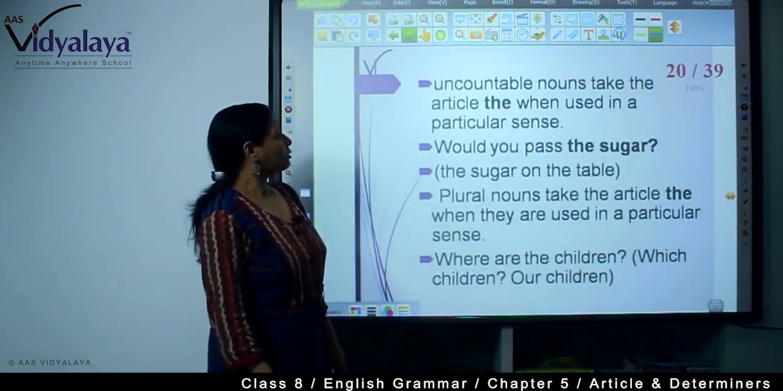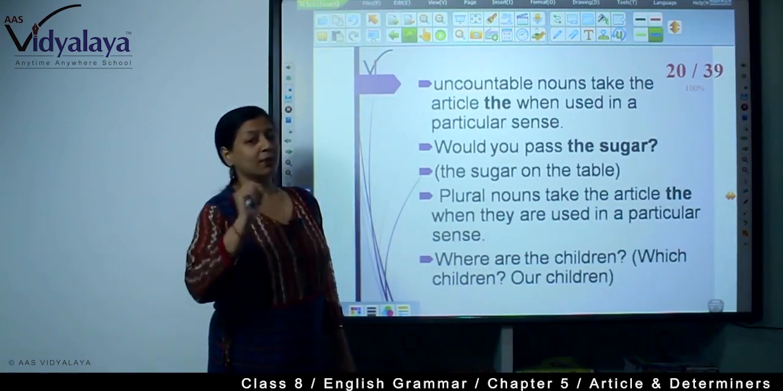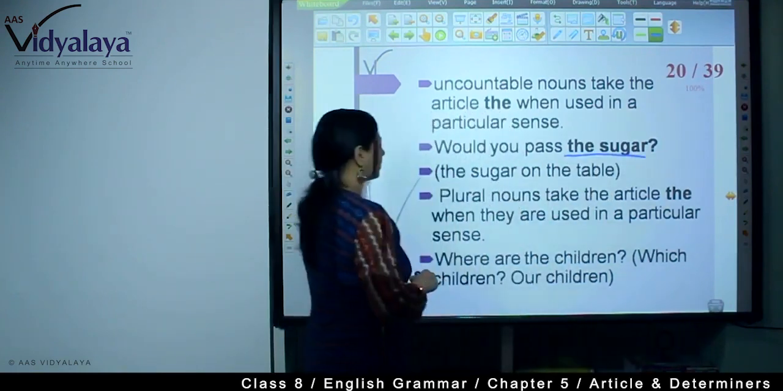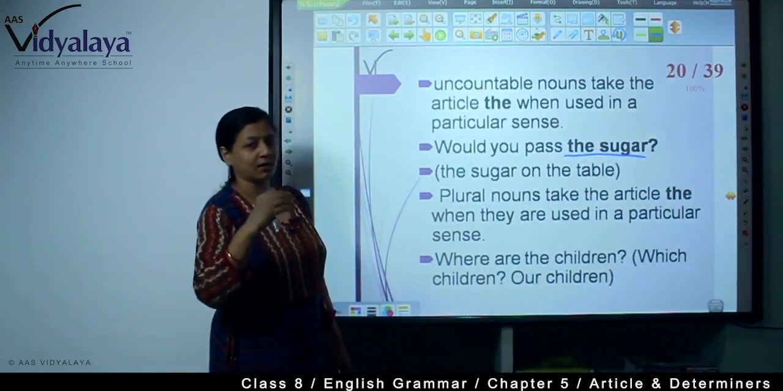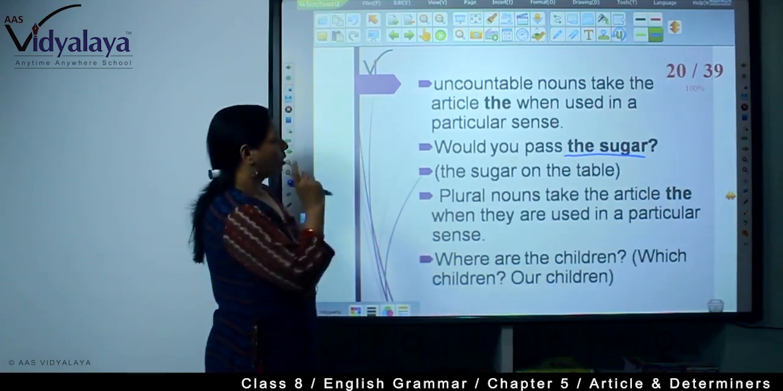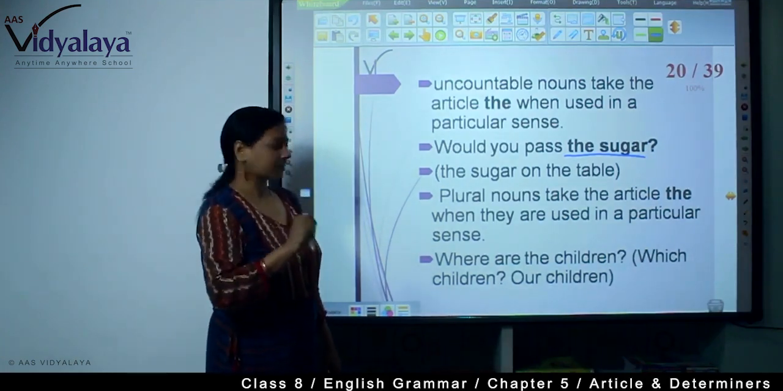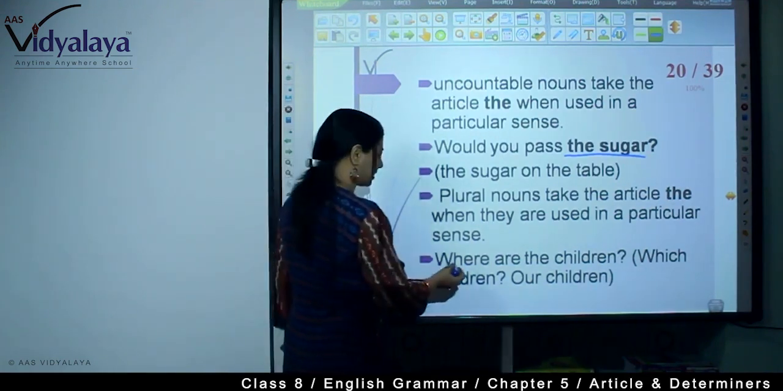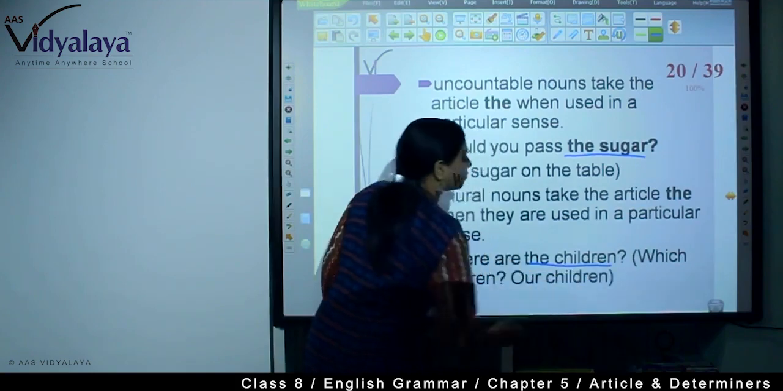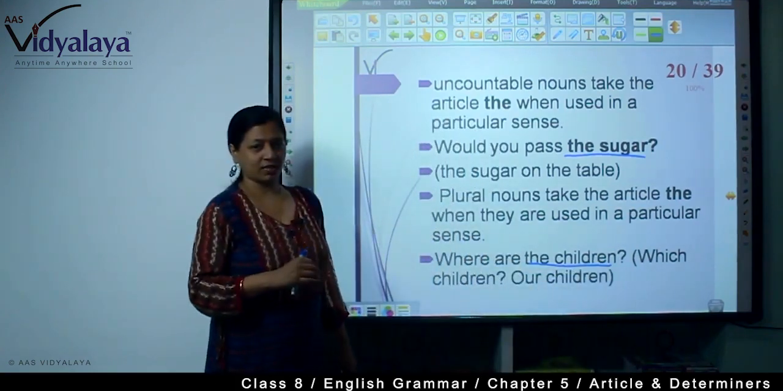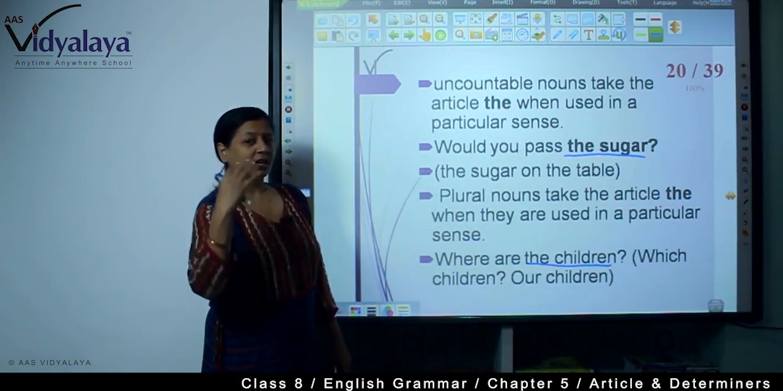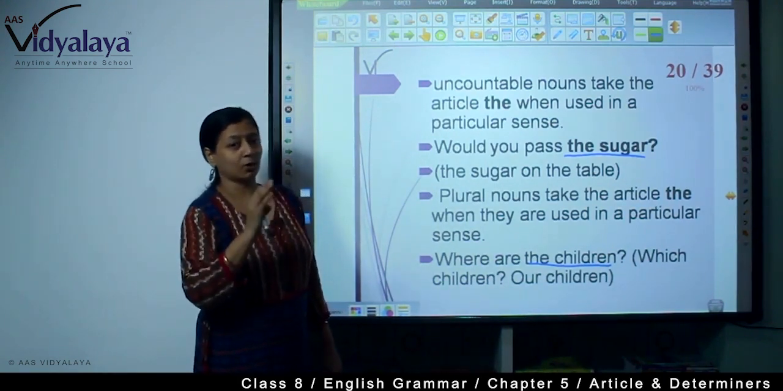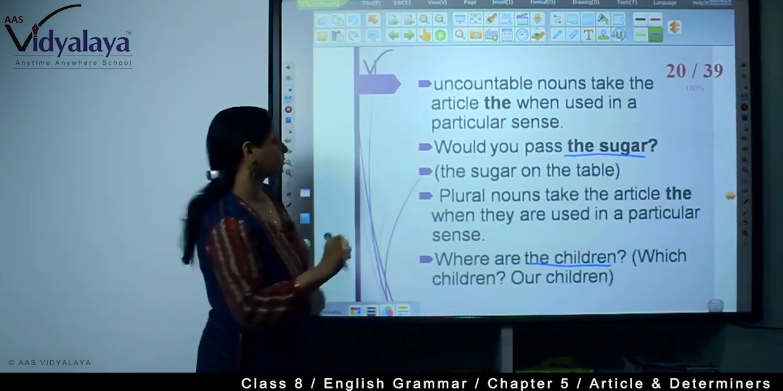Next, uncountable nouns take the article the when used in a particular sense. Would you pass the sugar? That means the sugar on the table in front of the person whom I have requested to pass. Plural nouns take the article the when they are used in a particular sense. Where are the children? Which children? When we use plural nouns in a particular sense, we use the, because the means specific ones.